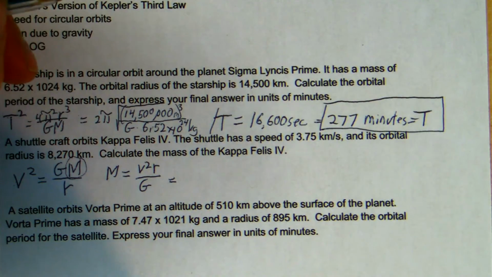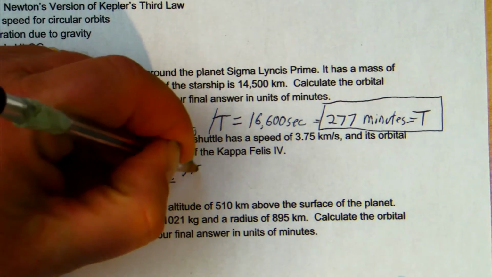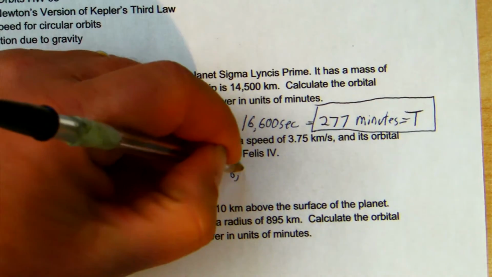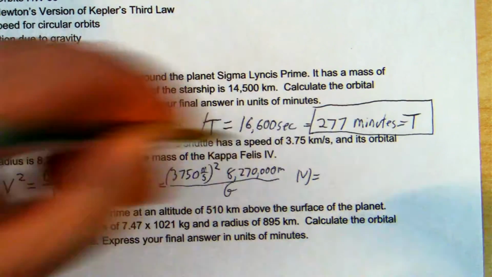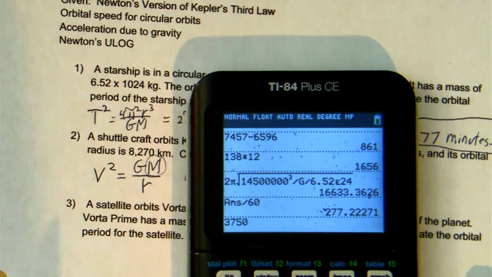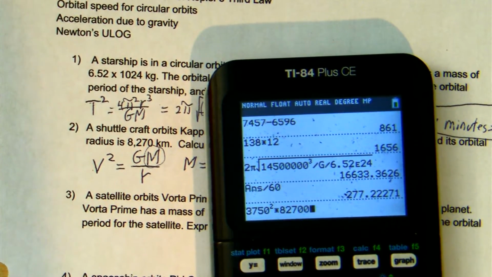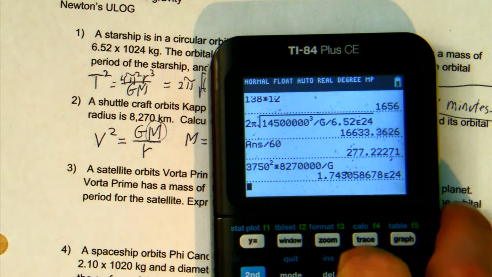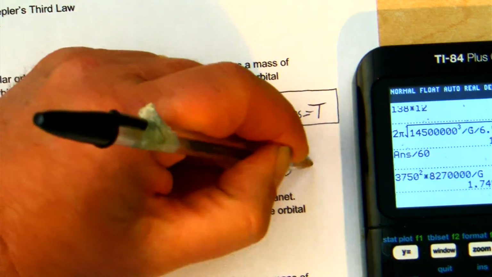Taking the care to express all the units in meters and time in seconds and so forth, this would be 3,750 meters per second squared times 8,270,000 meters divided by G. All right, well, so 3,750 squared times 8,270,000 divided by G, enter, is 1.74 times 10 to the 24th power kilograms.